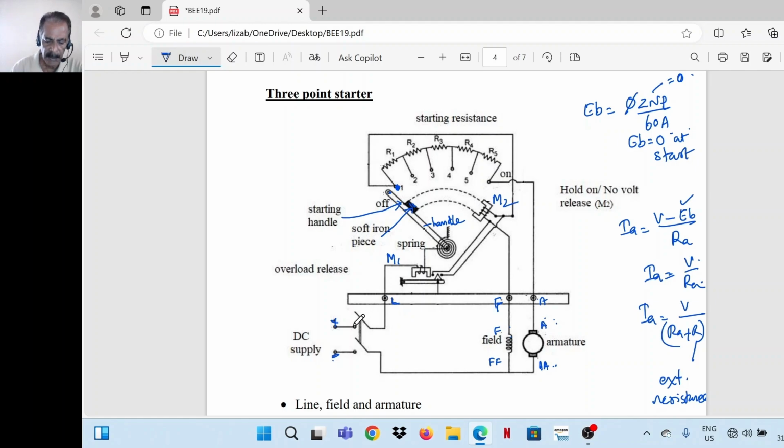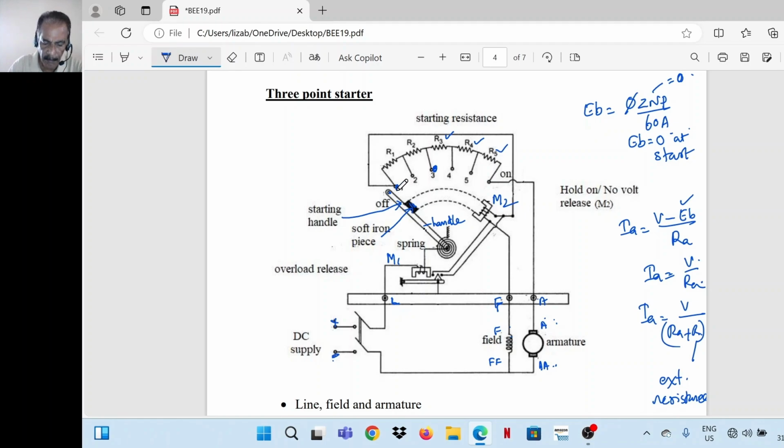The current through the armature is supply voltage divided by armature resistance plus sum of all these. This R is equal to R1 plus R2 plus R3 plus R4 plus R5. So the motor starts. Slowly the handle is moved towards right. Say, let's take some intermediate position, stud number 3. When the handle is at stud number 3, only R3, R4 and R5 are in series with the armature. Remaining is cut off. That means resistance in series with the armature is less now. Motor picks up more speed.